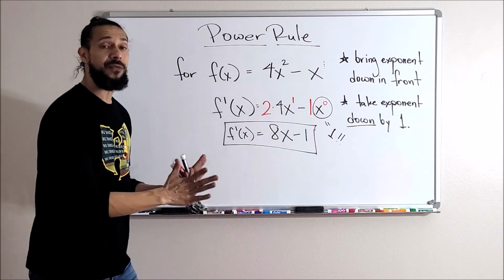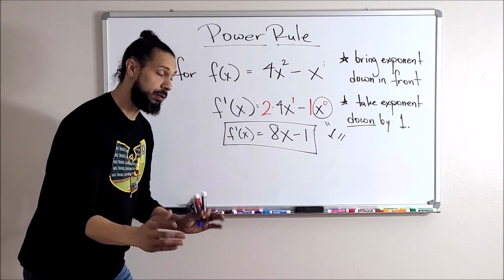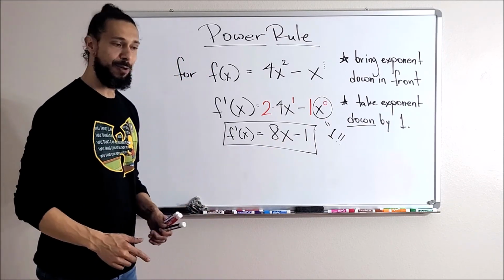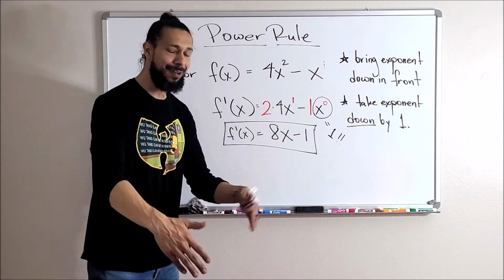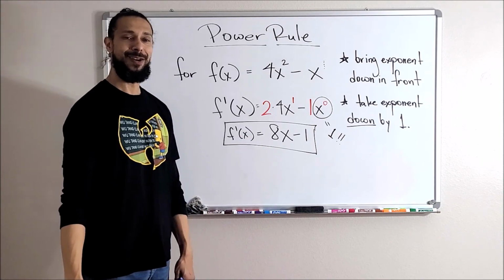Now remember, if we want to find the actual slope at a point, we got to put in that x value, and it'll tell us the slope of the curve at that point.